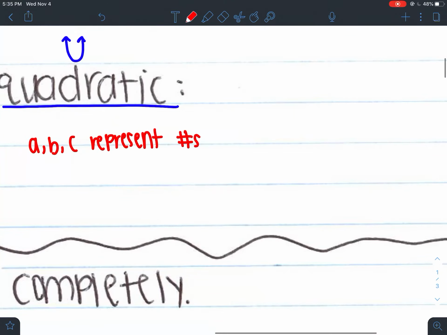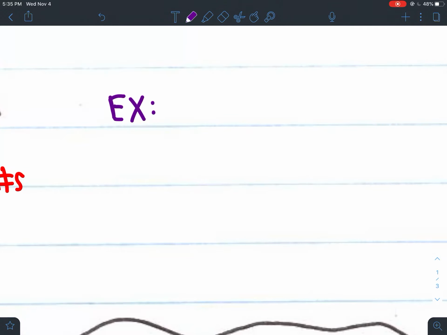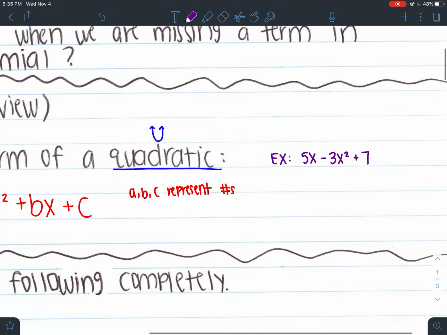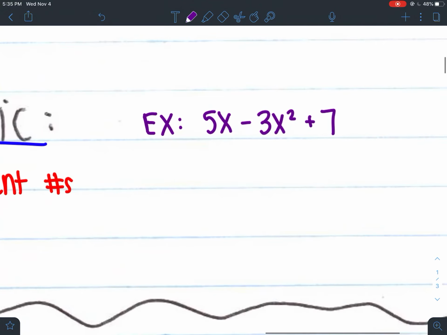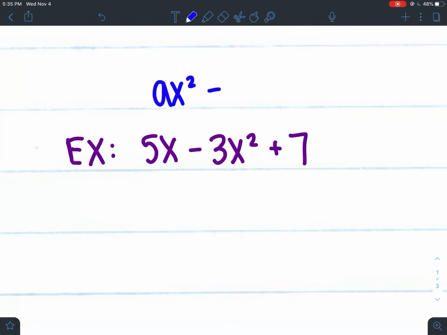So, for example, we have an example over here. Now, I'm going to mix this up, see if I throw this off. 5x minus 3x squared plus 7. Now I want to be able to identify A, B, and C here for my standard form. Standard form is ax squared plus bx plus c.